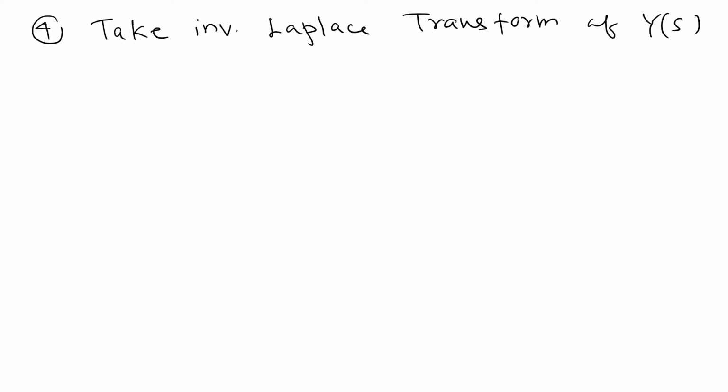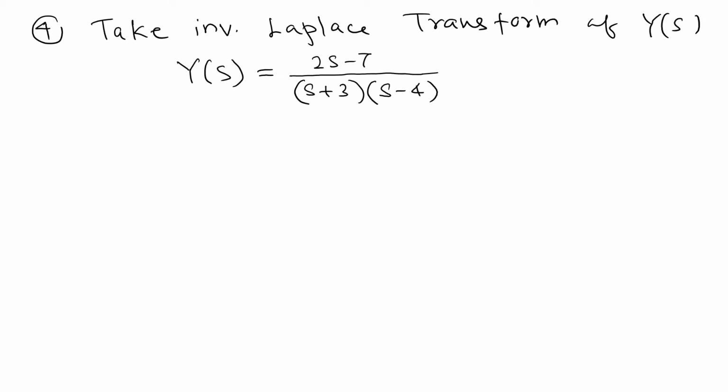The first step is to take the inverse Laplace transform of Y(s). So we start with the Y(s) expression. We have Y(s) equal to 2s minus 7 over s plus 3 times s minus 4. So we do a general theory: we try to find the inverse, and we use partial fractions.